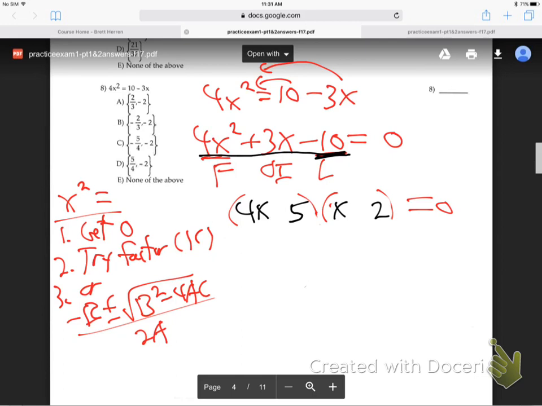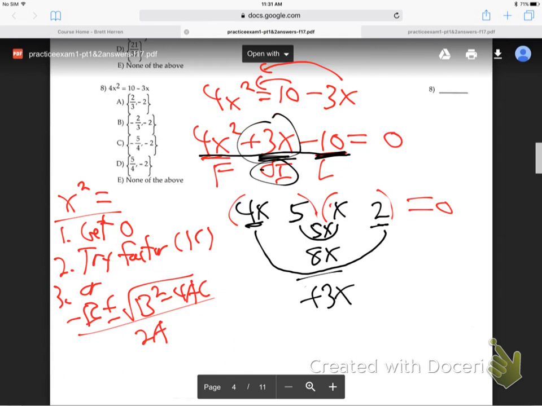Now, how do you know it's really it? You've got to check the OI, which is the outer and inner. What does the OI have to come from? The two inner, the two outer. That's what I and O stand for. So the two inner make 5x. The two outer, 4x times 2, make 8x. Can they make the middle, which is plus 3x? The OI is to make the middle. Yeah, they can.